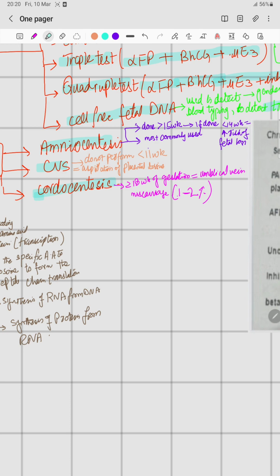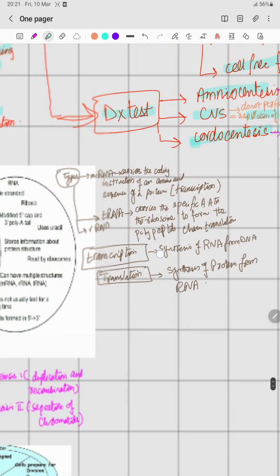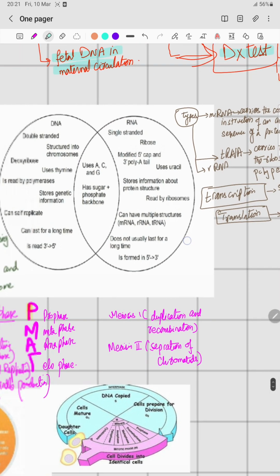Okay. Now the diagnostic tests include amniocentesis, CVS and cordocentesis. Amniocentesis is mostly done after 15 weeks. If done before 14 weeks, there is an increased risk of fetal loss, and it is the most commonly used. Then CVS is never performed before 11 weeks, and it involves aspiration of placental tissue. Cordocentesis is done after 14 weeks of gestation, in the umbilical vein, and it has a 1 to 2% risk of miscarriage.